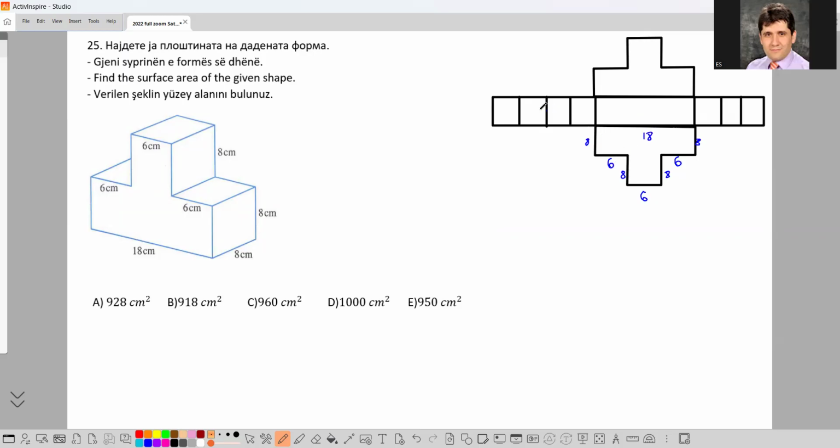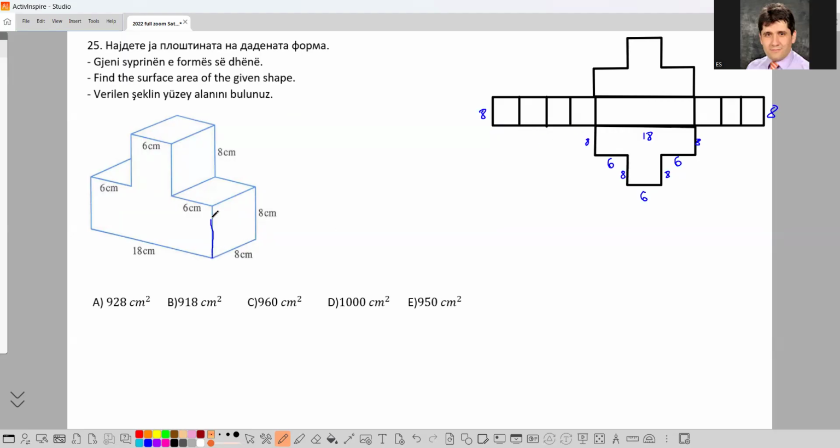And we need to find now the lengths of these sides. This one and this one is 8, and because we unwrapped everything, this is what we have. 1, 2, 3, 4, 5, 6, 7 sides. And now, what are the dimensions here?